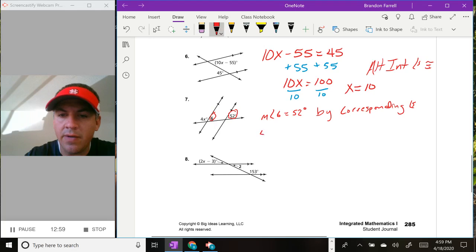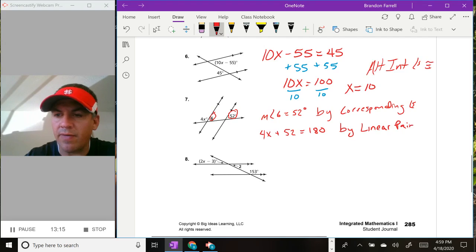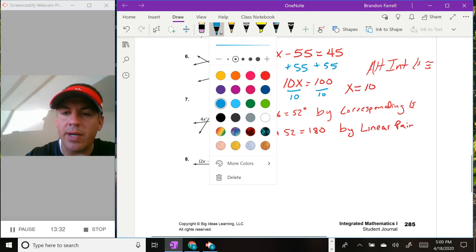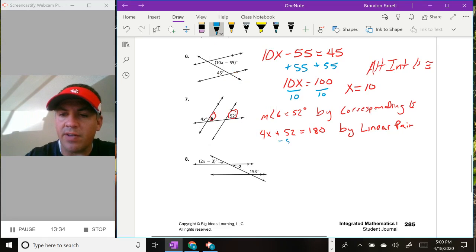All right, if angle 6 is 52 degrees, then we can say that 4x plus the value of 52 should equal 180 degrees, by those being what we call a linear pair of angles. And we learned that back in chapter 8, I'm sorry. So we utilized chapter 8 in linear pair to be able to do that. So now we're going to go through the process of solving that particular equation. We're going to subtract 52 degrees.